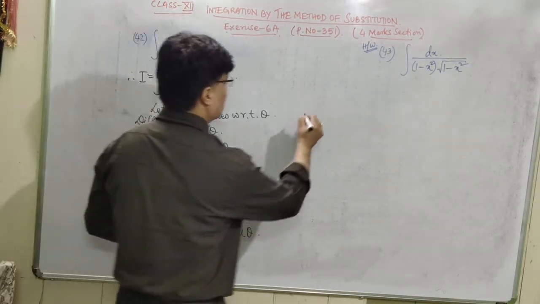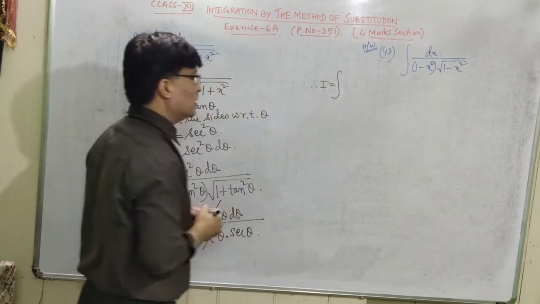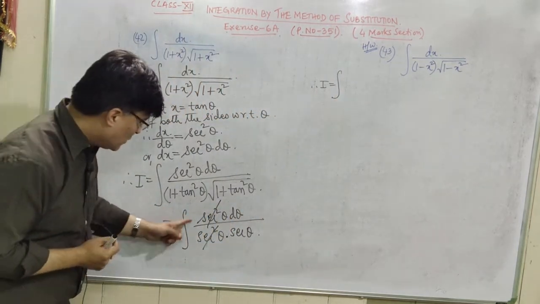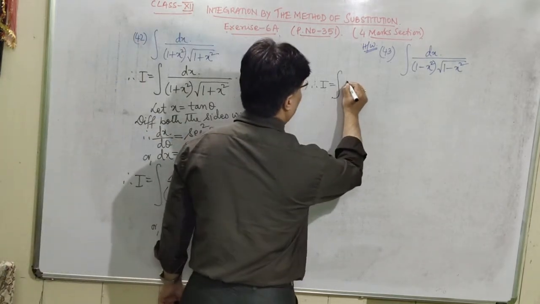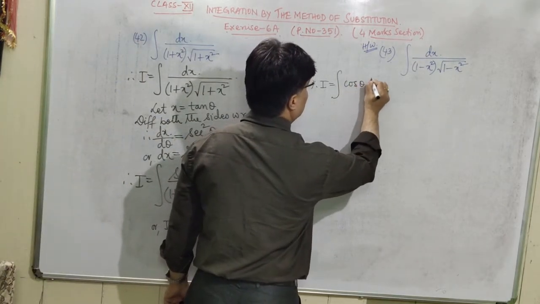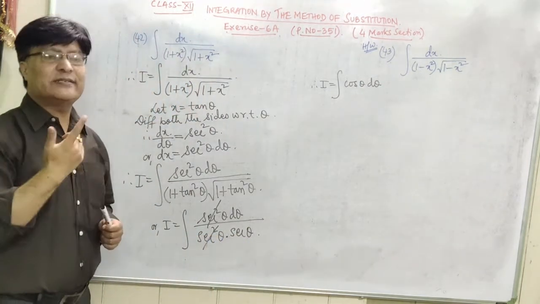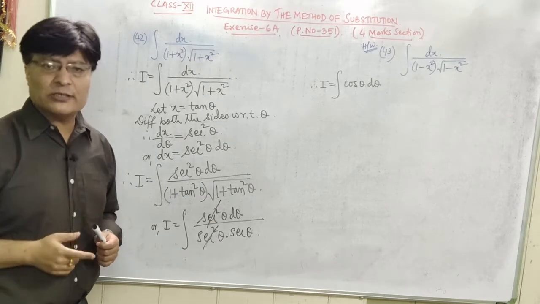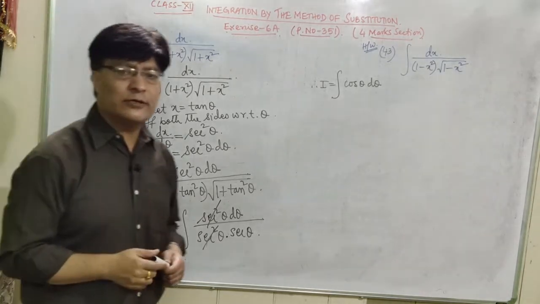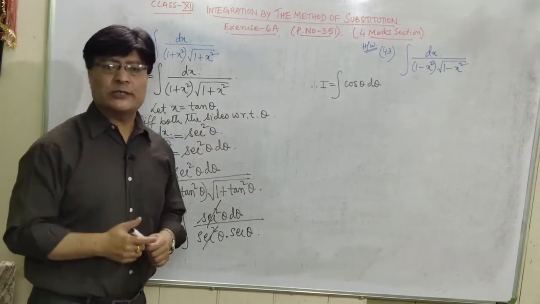Okay. So therefore what is I now? I is equal to integration of, what is 1 by sec theta? It is cos theta. 1 by sec theta is cos theta d theta. So now you can easily integrate cos theta with respect to theta. That is, differentiation of which function is cos theta? You know that integration is the reverse process of differentiation. So differentiation of which function is cos theta?